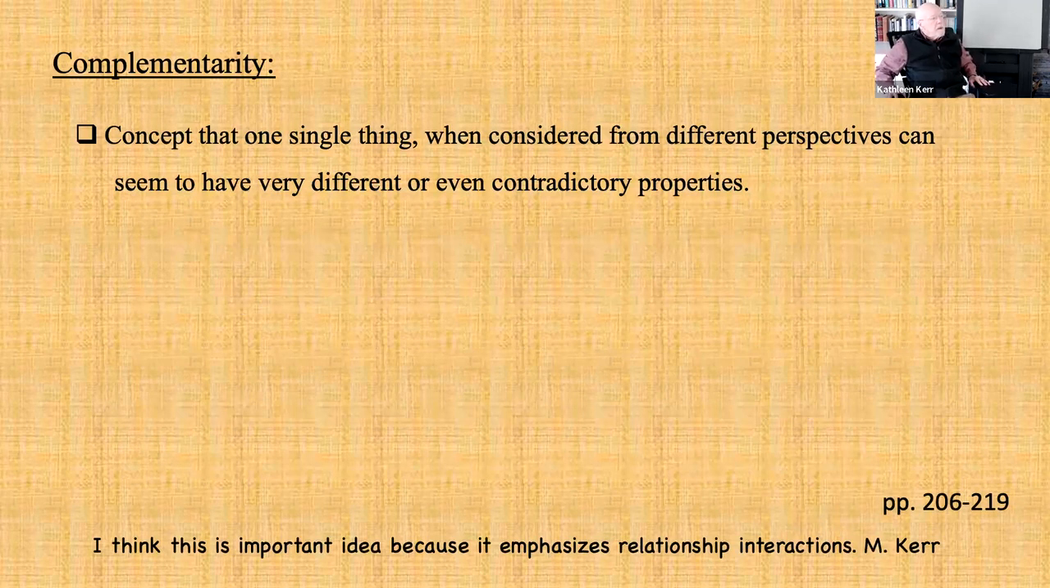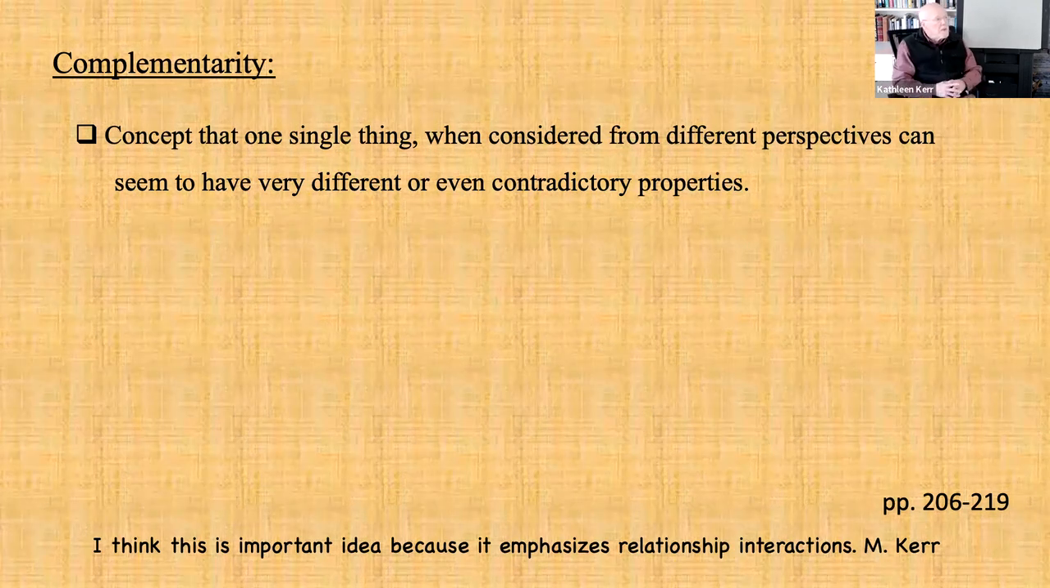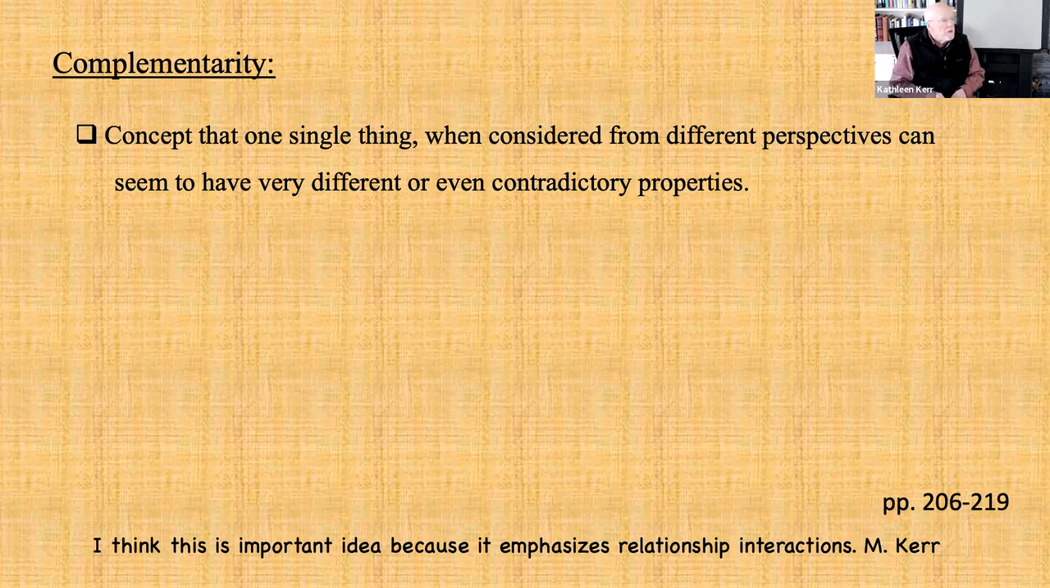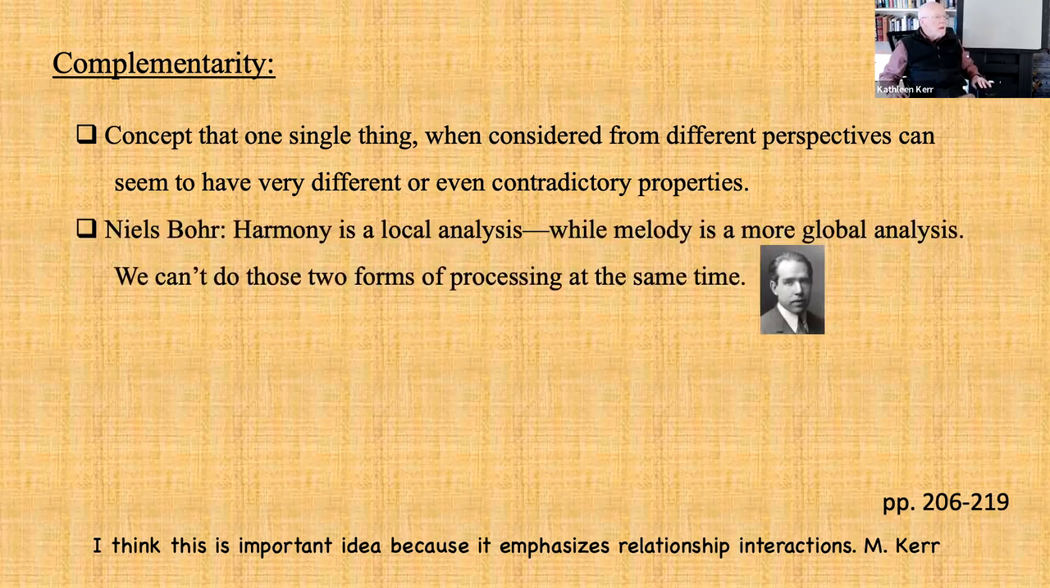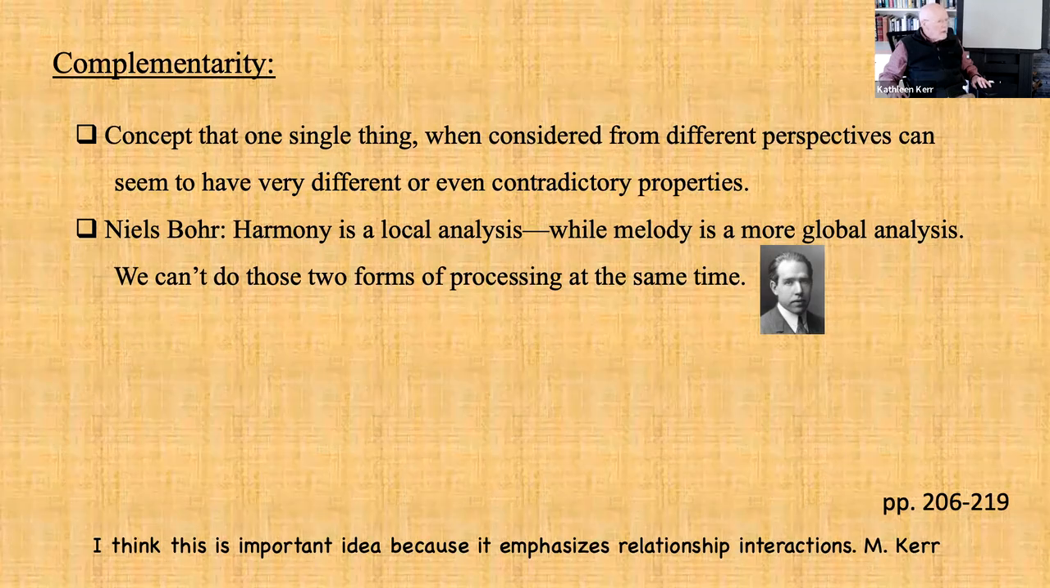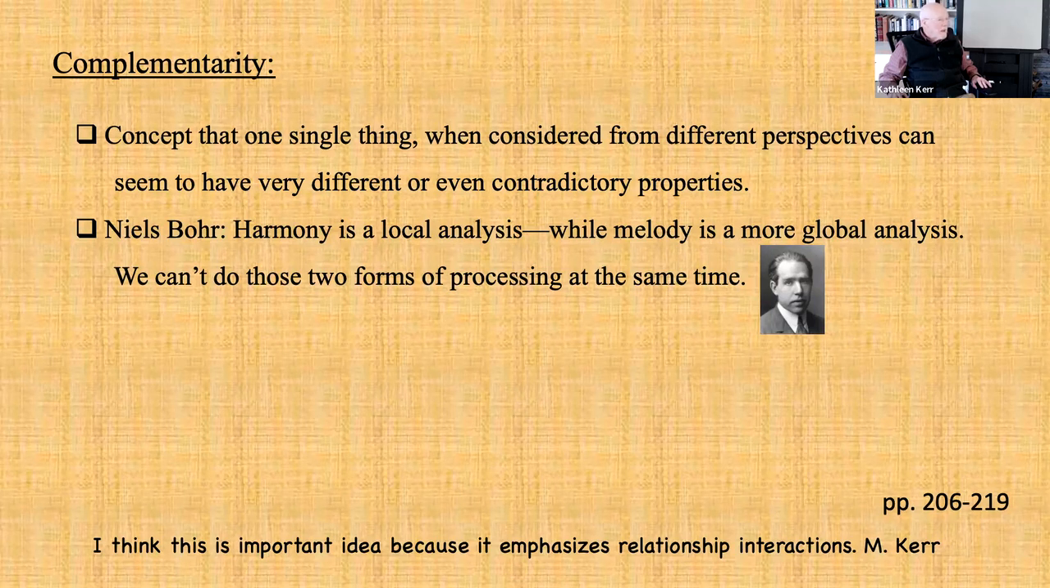So in this field of physics, and this writer writes about this, is the concept of complementarity. The concept is that one single thing, when considered from different perspectives, can seem to have very different or even contradictory properties. And he's talking about the physical world here. Next one. Niels Bohr said harmony is a local analysis, while melody is a more global analysis. I mean, I would say melody would be synonymous with Bowen's theory, but it's also consistent with local analysis. We can't do those two forms of processing at the same time. I won't try to delve into that one.